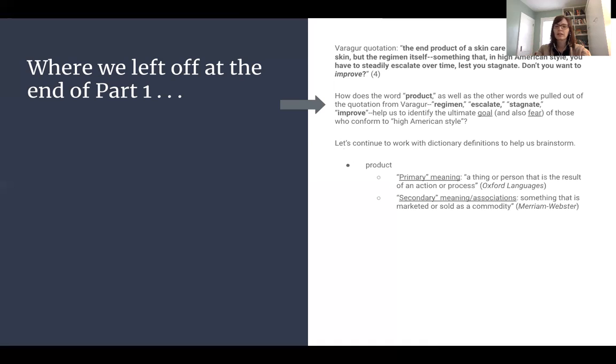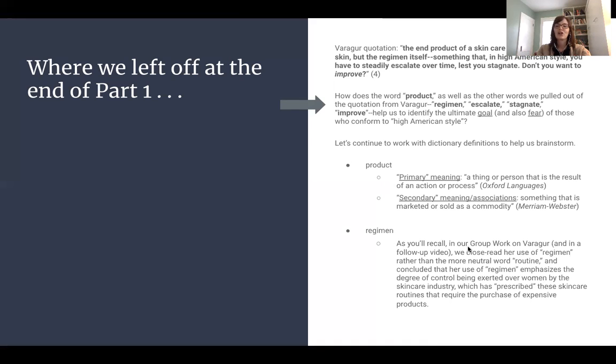Okay, so just quick review. So product, right, we kind of teased apart the primary meaning of that word from its secondary meaning or its associations. So the primary meaning basically meant result, right? They're synonyms, product and result. And the secondary meaning, something that is marketed or sold as a commodity, right? So manufactured good, consumer goods, and we incorporated that secondary meaning and that association into our close reading.